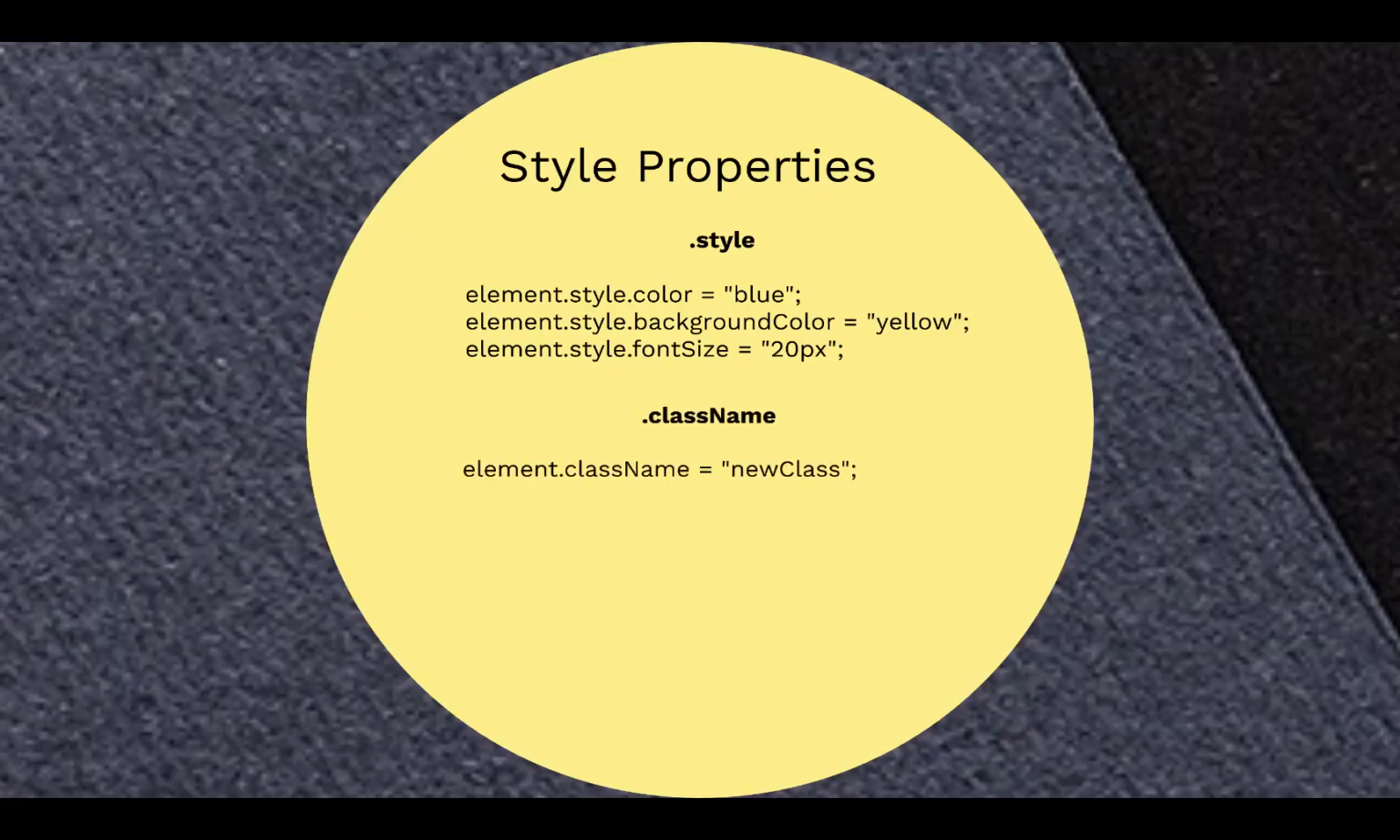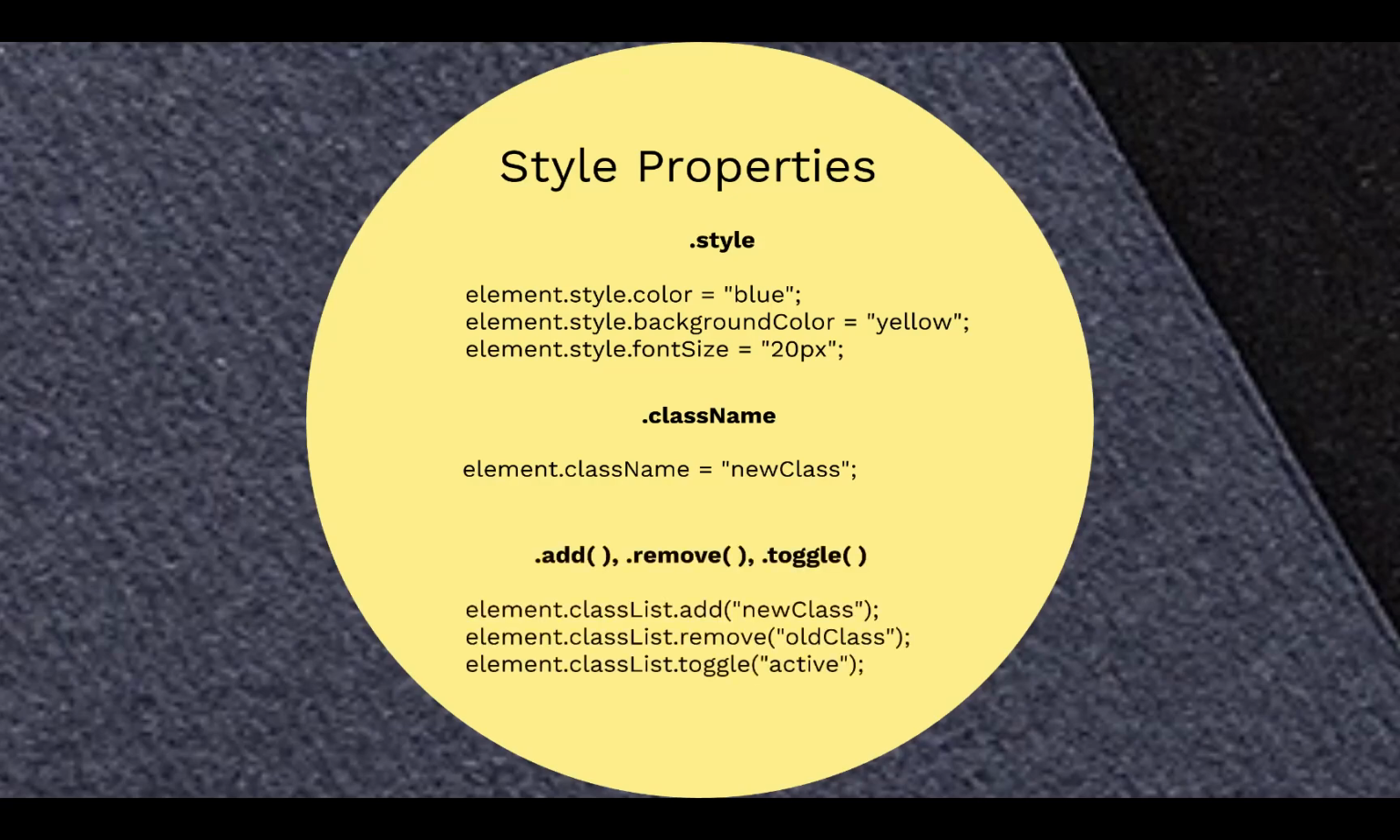You can also get or set a class name on elements to change how they are styled. className will replace any existing classes. Here it's being assigned a new class called newClass, which will automatically bring in any CSS rules that are assigned to that class. A more flexible way to work with classes is by using classList, which allows you to add, remove, toggle, and check classes with the add, remove, or toggle methods. Toggle will add the class if it's not already added, or will remove it if it's already added.